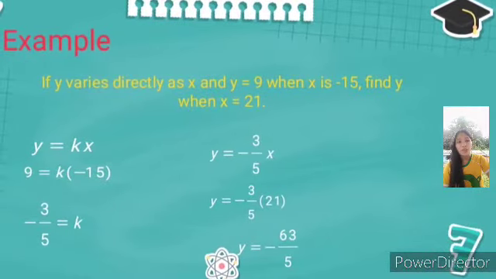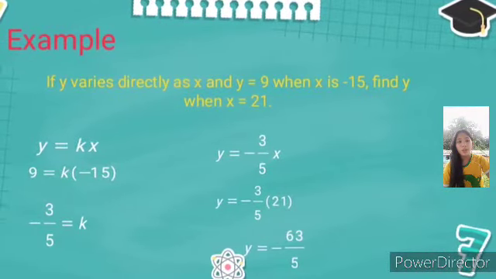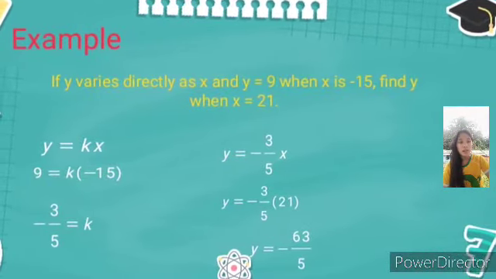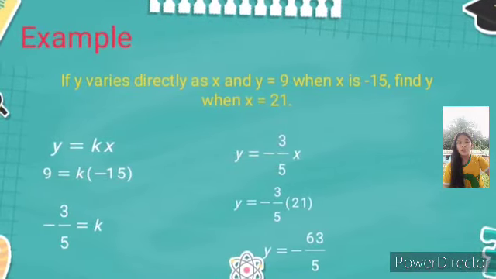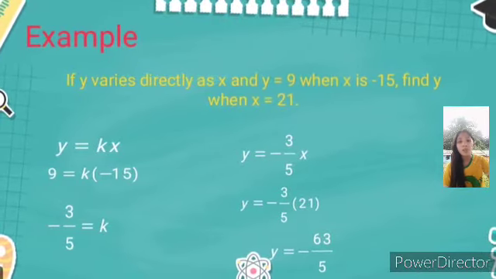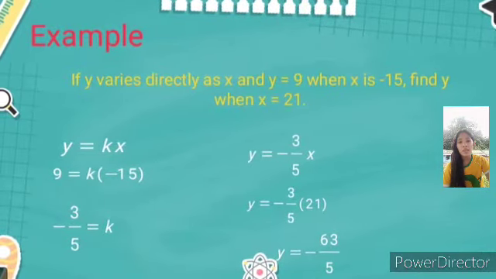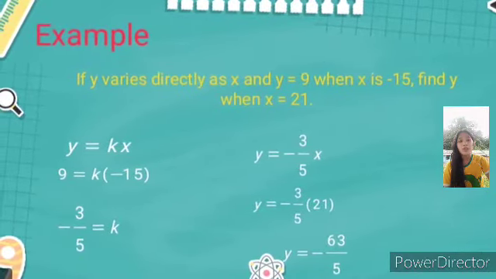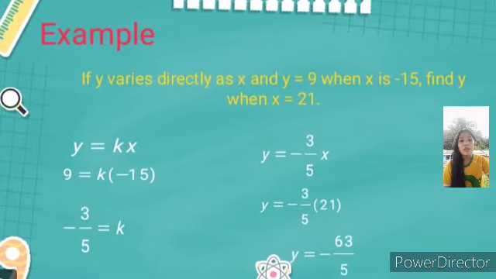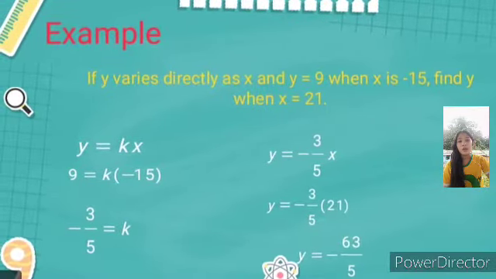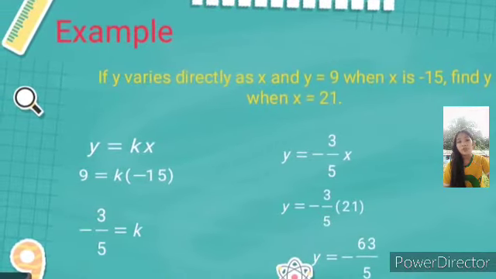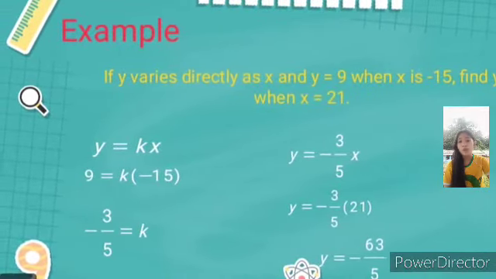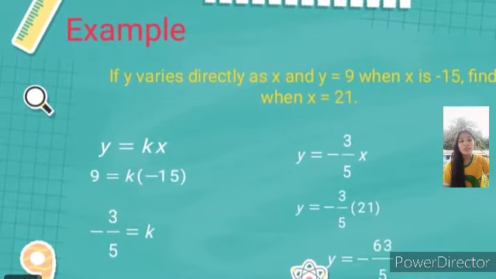Example: if y varies directly as x and y equals 9 when x is negative 15, find y when x equals 21. So, we use the formula y equals kx. 9 equals k times negative 15, so 3 over negative 5 equals k. y equals negative 3/5 x. y equals negative 3/5 times 21. So, the value of y is negative 63 over 5.